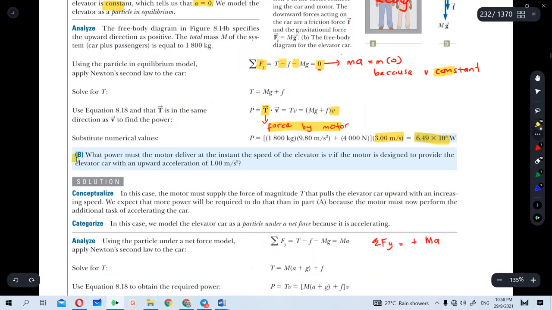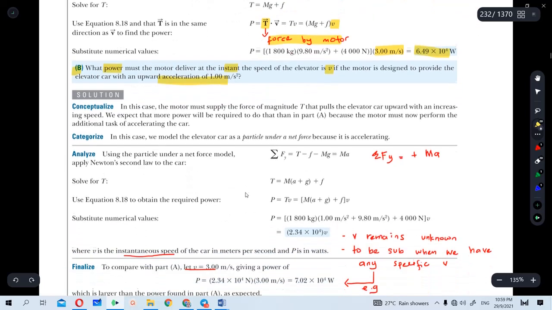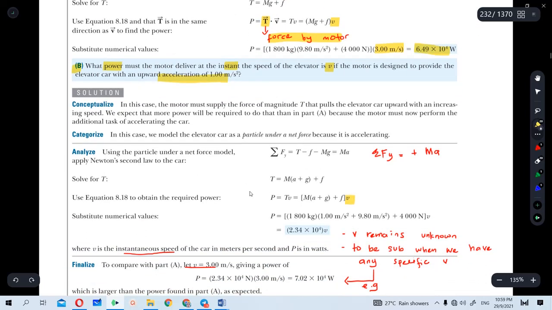Now for question B, we find that the scenario has an upward acceleration. The question is still asking for power, however it's asking for instantaneous power, specifically at an unknown value of V. So in the process of calculating, we are leaving V as an unknown. It's just a symbol. Leave V as a symbol. So our task now is to find the tension.